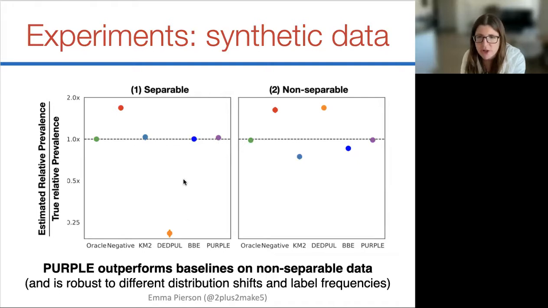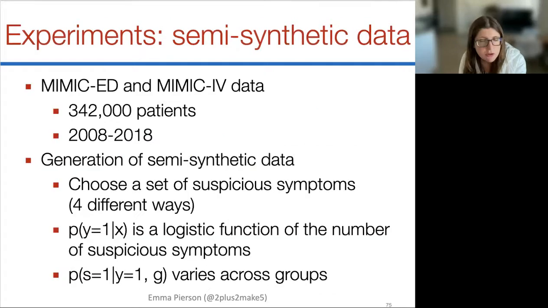The other dots are baselines. Green is the oracle that you can't actually apply on real data. And you want to be on the dotted line, indicating that you're perfectly recovering the true relative prevalence. And purple is the only method that on both separable and non-separable data performs comparably to the oracle. We also look at semi-synthetic data. So basically we take the distribution in high dimensional real health data, and we use it to generate the true disease state Y.